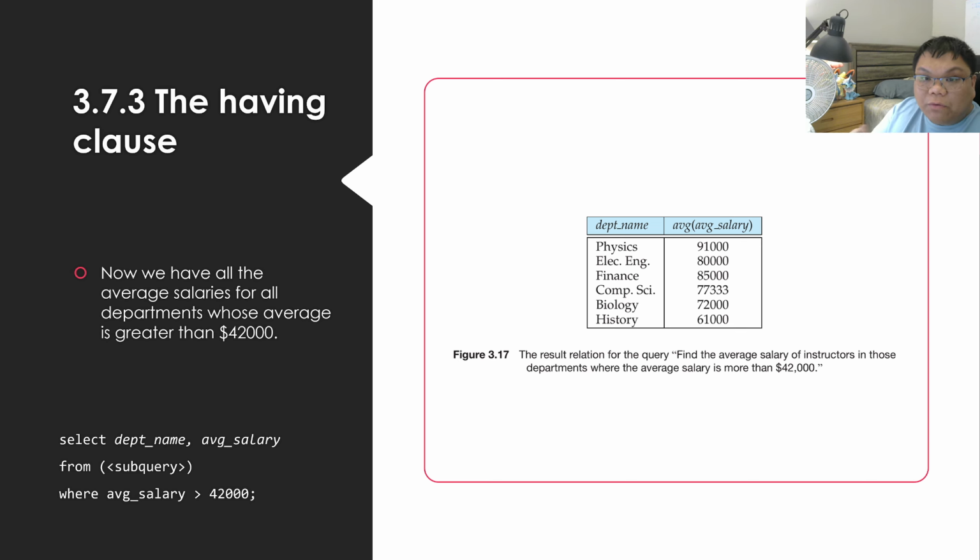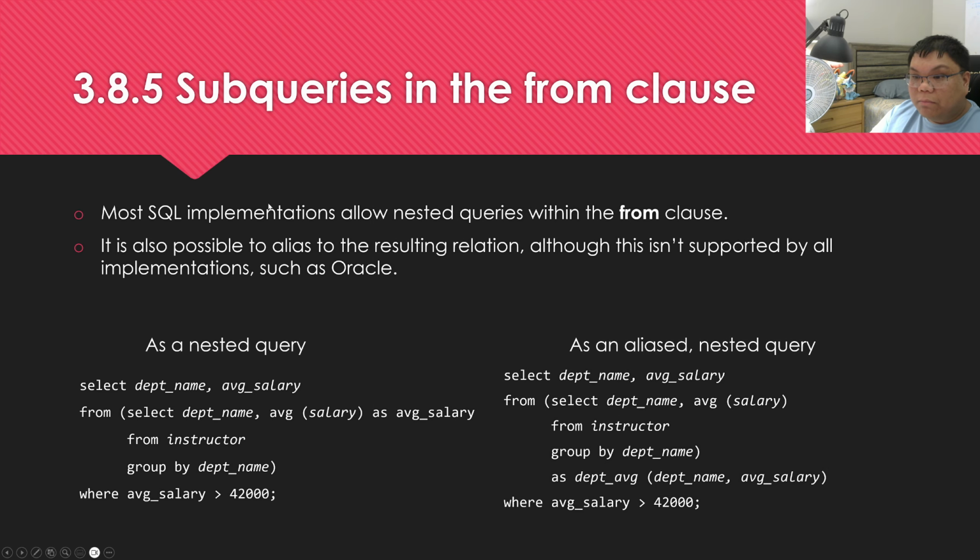Basically, we performed a query and used the result of that to perform another query. This might be easier to think about than the alternative. Most SQL implementations allow nested queries within the from clause. It's also possible to alias the resulting relation, although this isn't supported by all implementations. So, as a nested query or as an alias nested query.